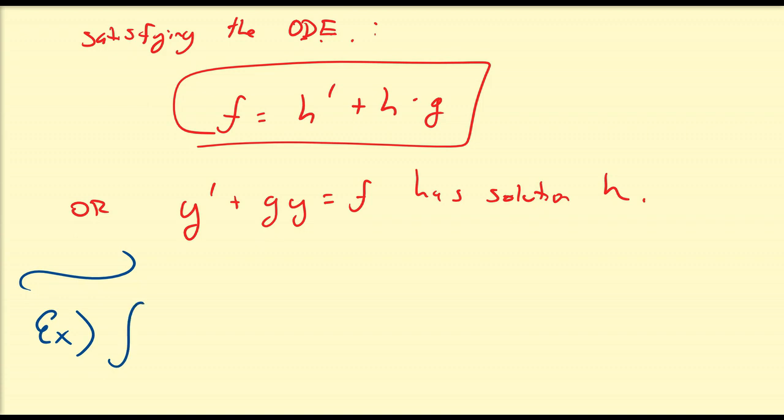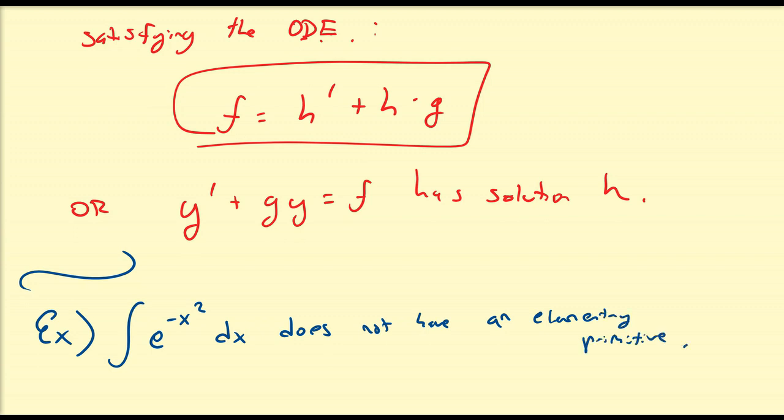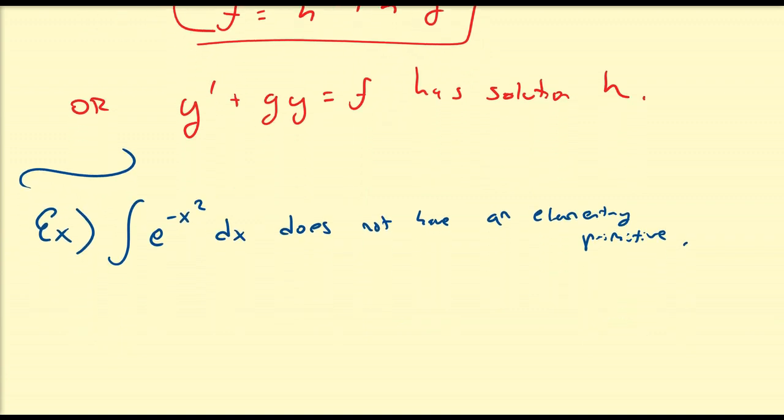So the claim is that the integral of e to the minus x squared dx does not have an elementary primitive. If somebody were to ask you to find the integral of e to the minus x squared, you will not be able to find it in terms of logs, polynomials, trigonometric functions, and so on, using a finite number of operations. So how can I prove this so you don't waste your time trying to figure out if it does or not? All right, so let's do a proof of this statement.